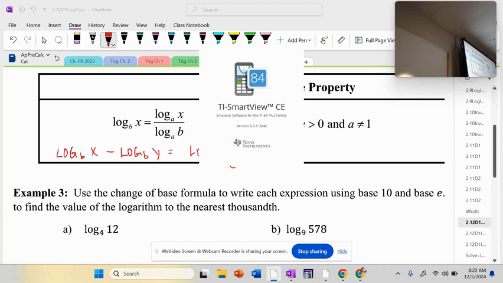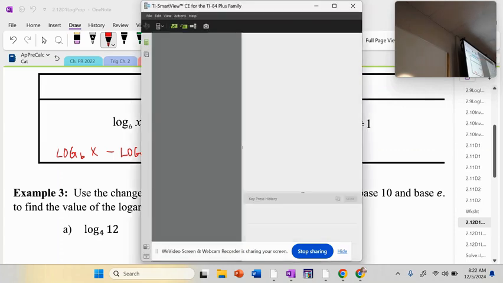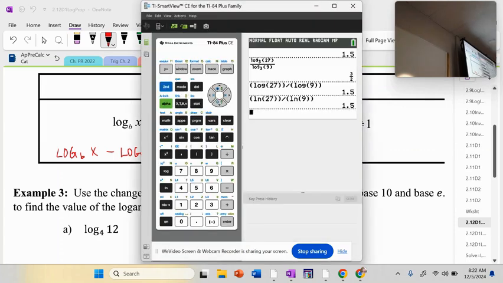By the way, 4 to what power equals 12? What's 4 to the first, everyone? We just did this with the previous question. What's 4 to the second? 16. So what should this answer be between?